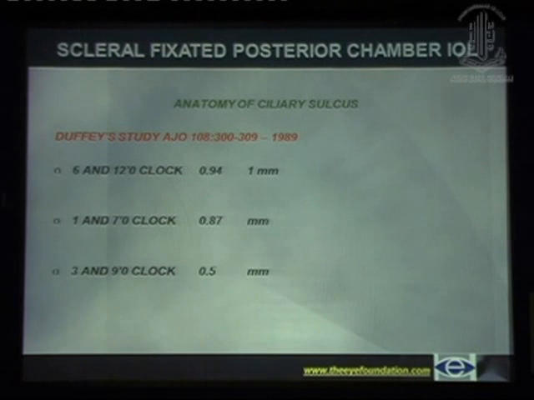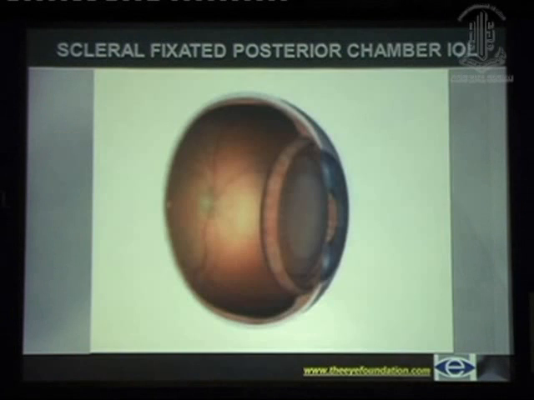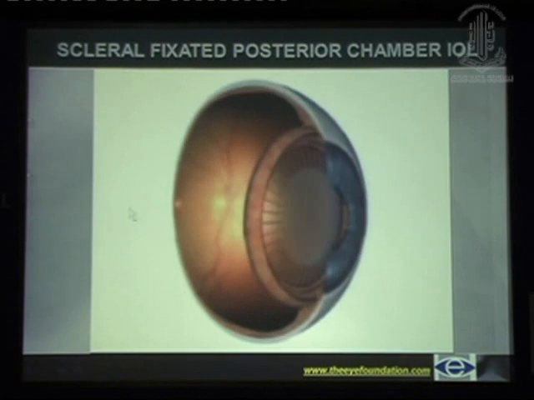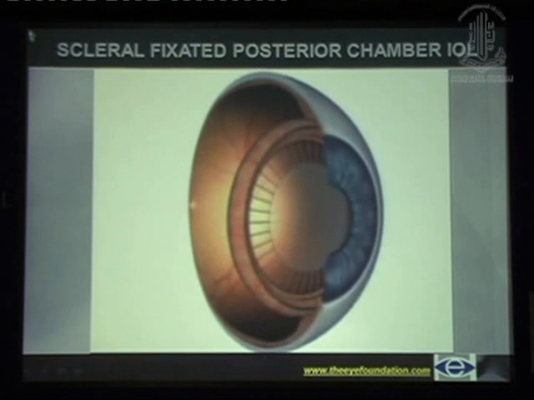But before practicing this scleral fixated posterior chamber IOL, one should know the normal anatomy of the ciliary sulcus. There was one study by Duffy, published in '89, which showed that the ciliary sulcus is wide in the vertical meridian, that is the 6 to 12 o'clock axis, and it is narrow in the horizontal axis. This one should know.